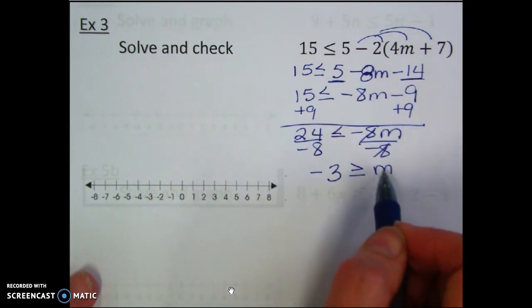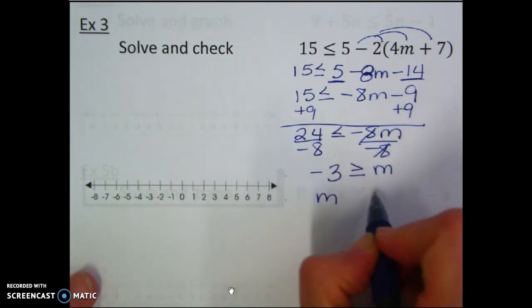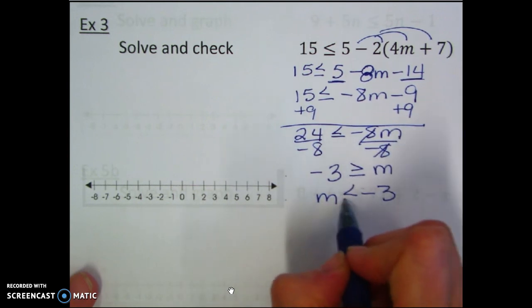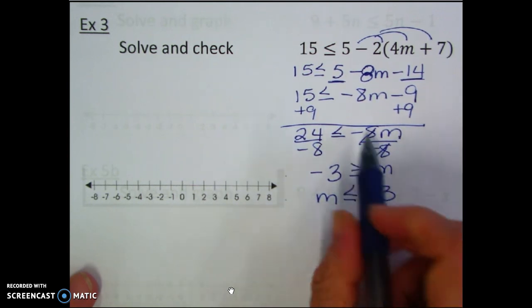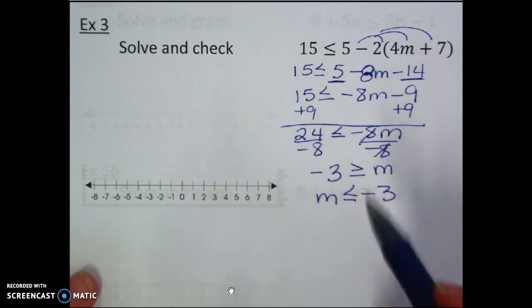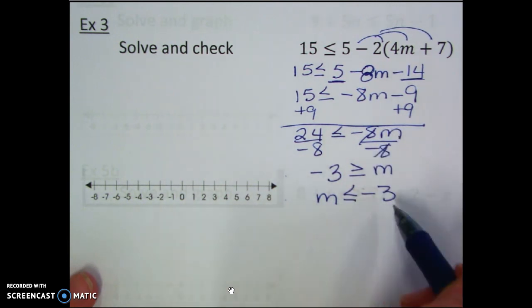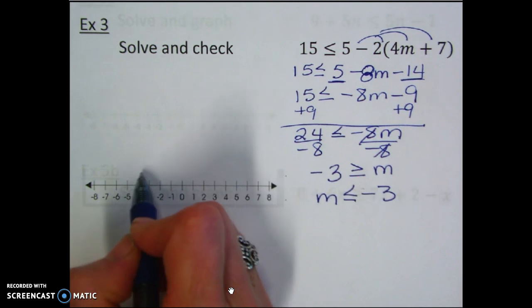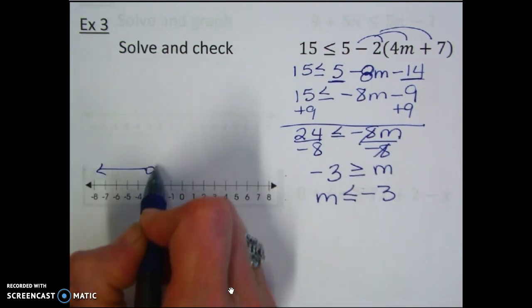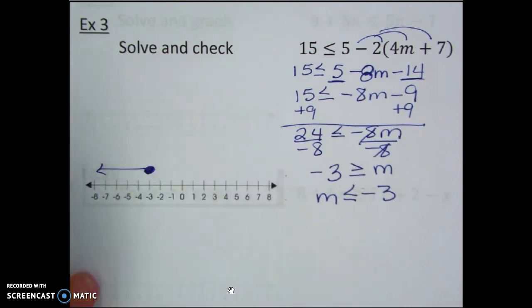Now, I like to write mine so that I have the M first. If I do that, I'm still going to be pointing to the M. Okay, up here it was open to the M, but when I flipped it, I'm pointing to the M. So this is how I want to graph it. So less than -3 and equal to. And we would have that picture.